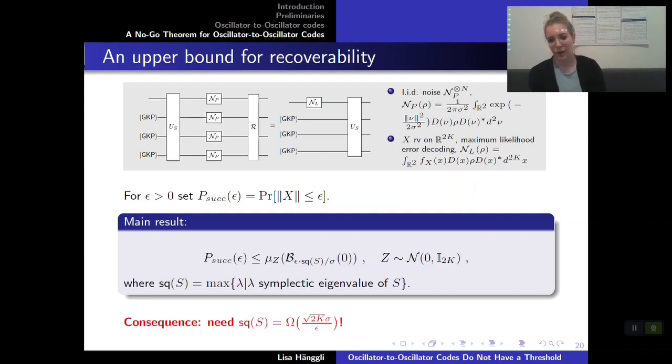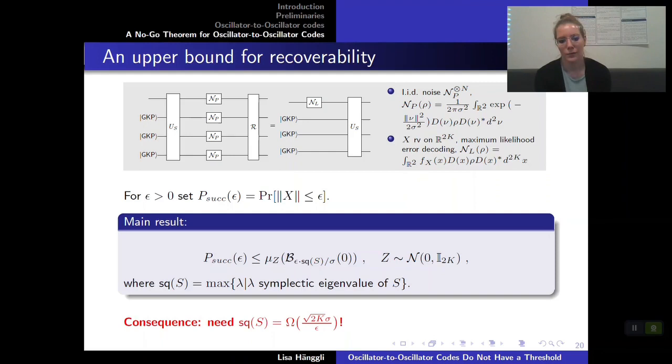But now our bound tells us that the decoding success probability can only be high if the ball around 0 includes a 2k dimensional centered normal vector whose norm is close to square root of 2k with high probability. And this in turn means that the squeezing needs to grow like square root of 2k over epsilon. And this, of course, diverges for epsilon going to 0. So as a consequence, oscillator-to-oscillator codes do not have a threshold for physically meaningful, that is, bounded amount of squeezing.